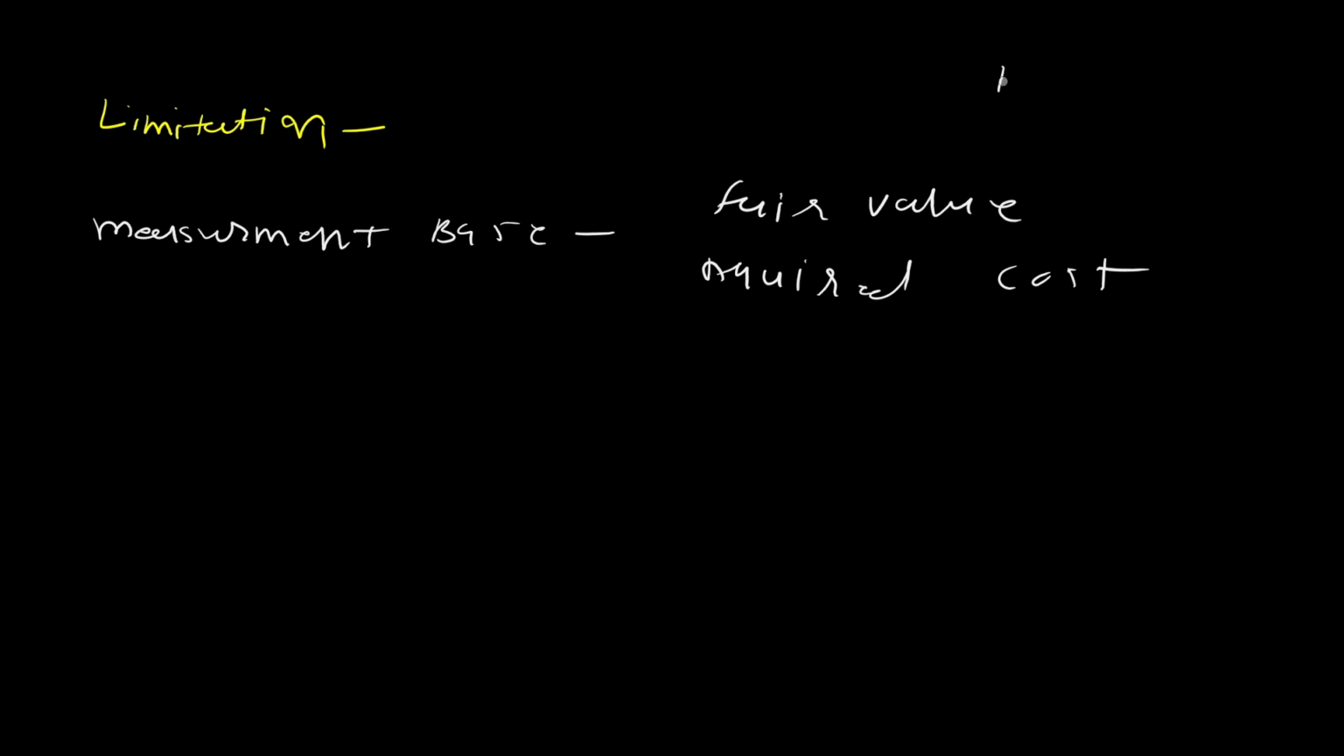Suppose I own a building and its market price is 1 crore right now, but I have shown it as 50 lakhs only, as the acquired cost or fair value of the asset. The market value is different from the fair value. This is the limitation.